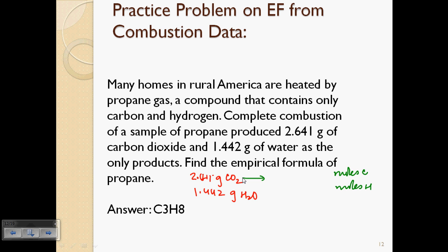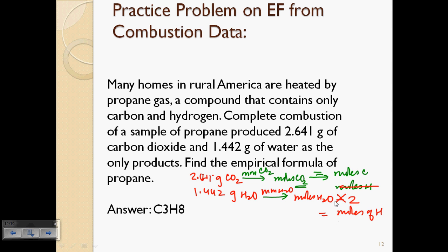So you'll use the molar mass of carbon dioxide to convert 2.641 grams of carbon dioxide to moles of carbon dioxide. Once you have moles of carbon dioxide, you know in 1 mole of CO2 there's 1 mole of C. That will be the same as moles of carbon. Similarly, you'll use the molar mass of water here to get moles of water, and then you will multiply moles of water by 2 to get moles of hydrogen.